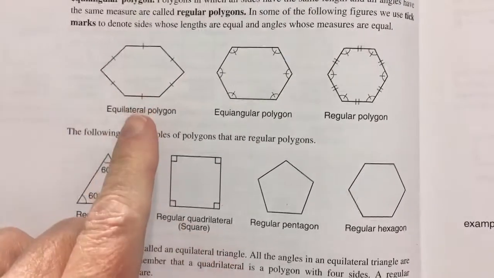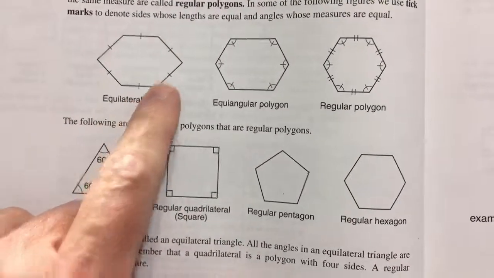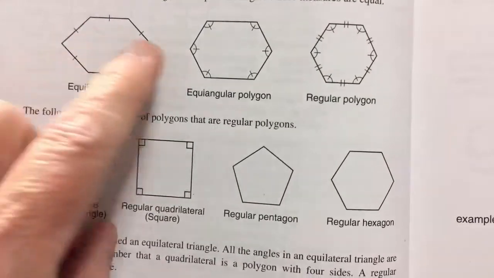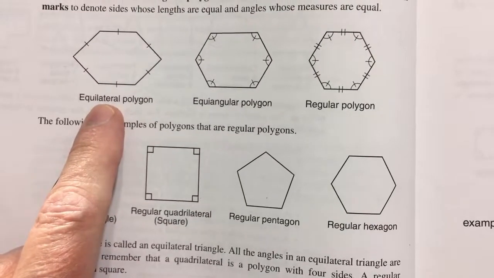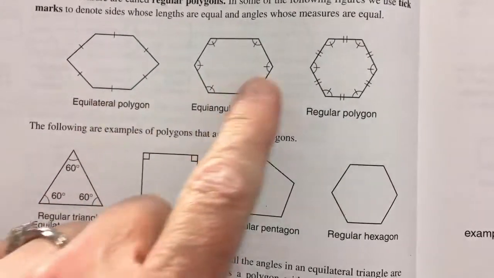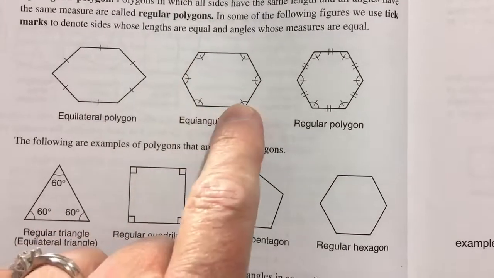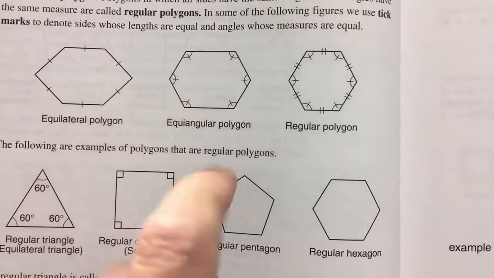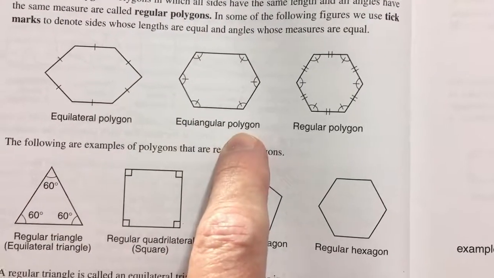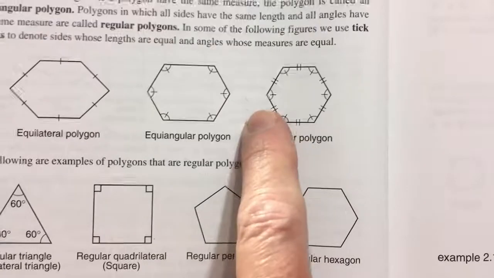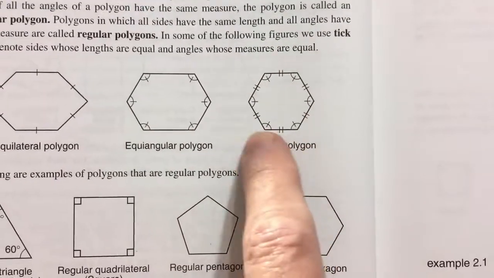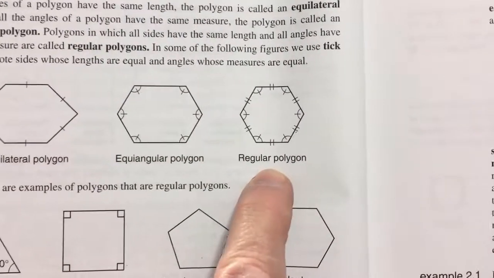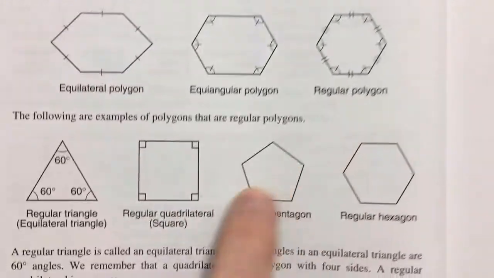So this is a little bit easier to explain. Here, can you see how all of these sides are the same, but the angles are not the same? So this is an equilateral polygon. And here they've marked all of the angles the same, but these sides are longer than these sides. So this is an equiangular polygon. And this one, all of the sides, you see the tick marks, and the angles also are equal. Therefore, that is a regular polygon.